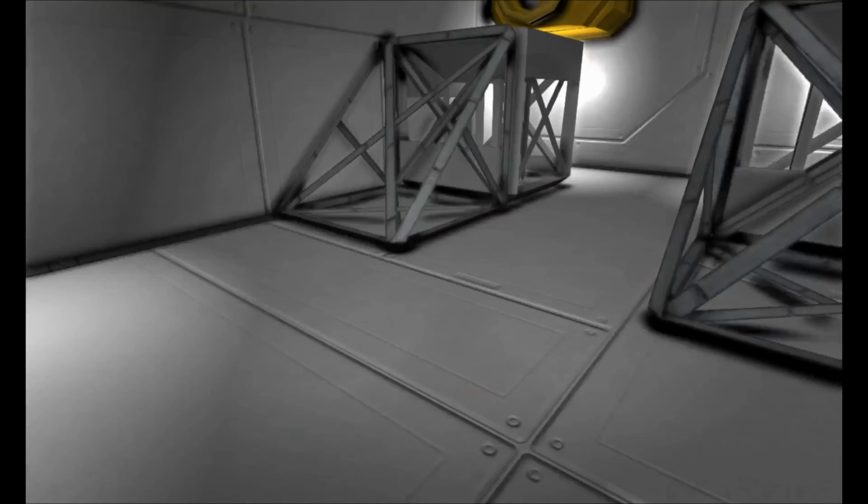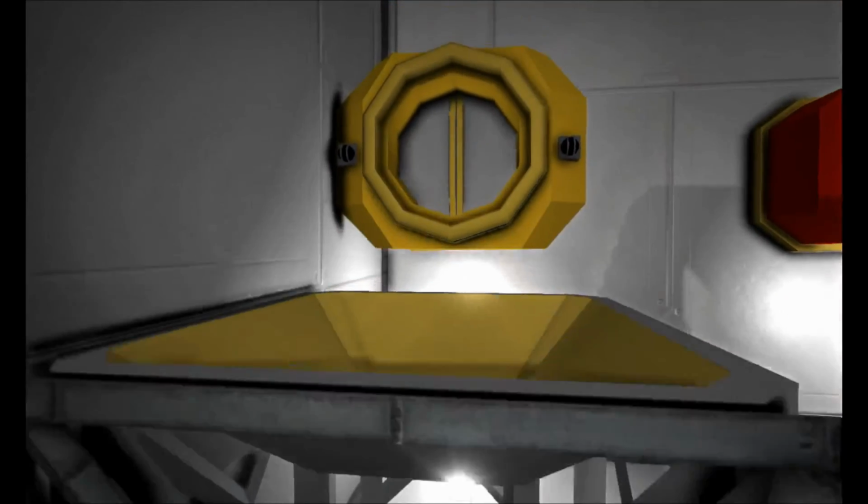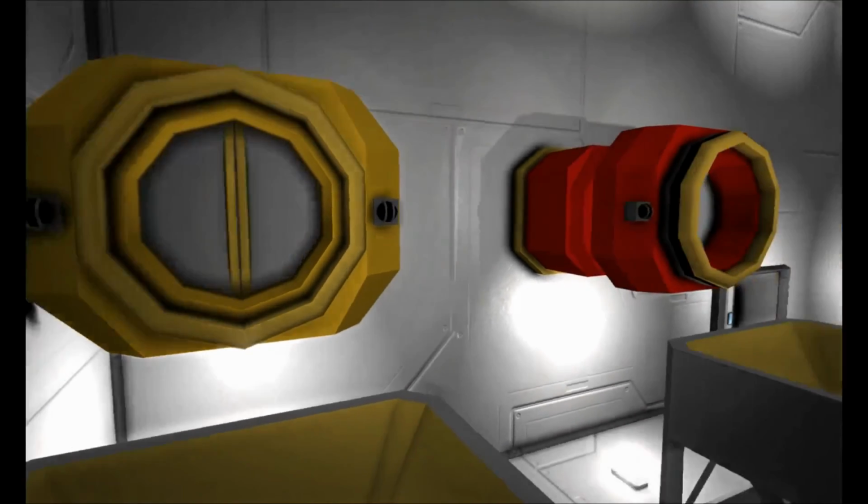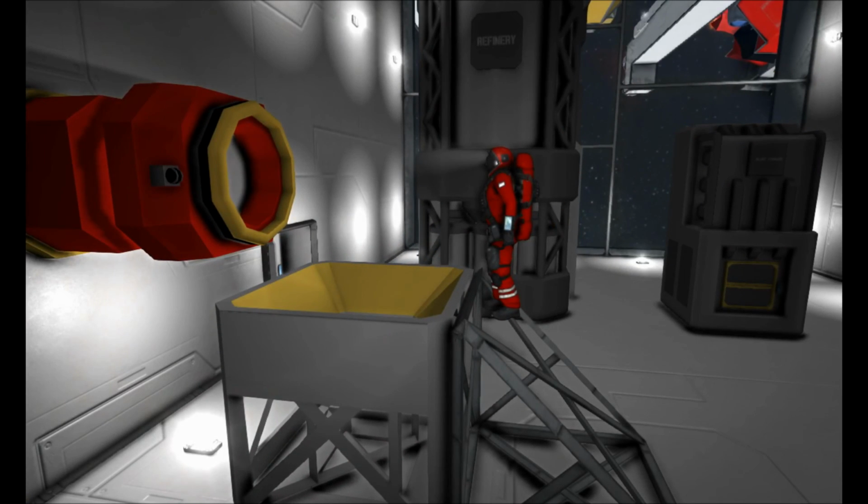Now you have learned all the basics, it's time to do some practice. Put these ores into the corresponding machines. When you finish all of them, we will go on to the next course.